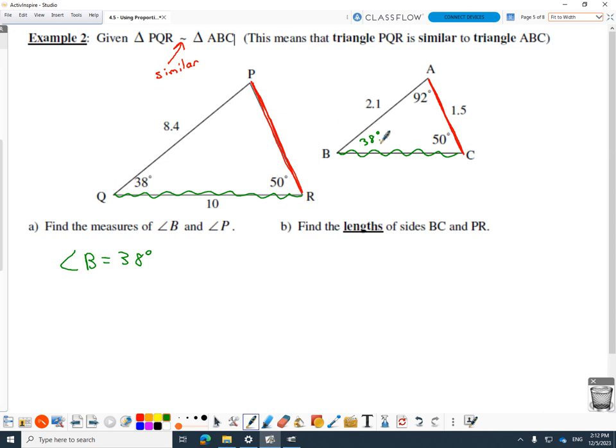The next one I got to do is angle P. Don't shout it out. Look at it and go, oh, I know what it is, or I don't know how to get it. Is it 92? It is 92. Because 92 in this triangle is the one between the red side and the black side.